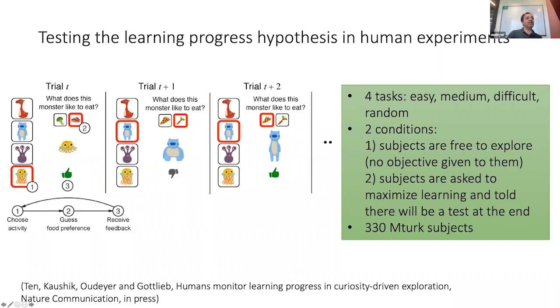And so there are some families which are very easy to learn, some others that are a little bit more complicated or even very complicated. And then there is one family, and we don't tell that to the human participants, that's impossible to learn. Basically their food preferences are random.